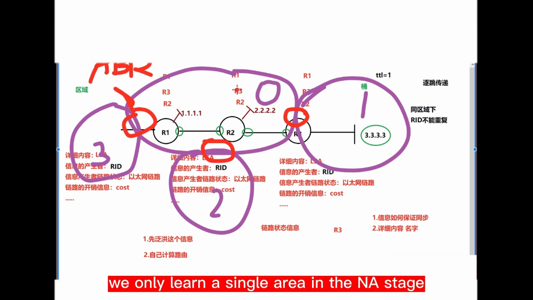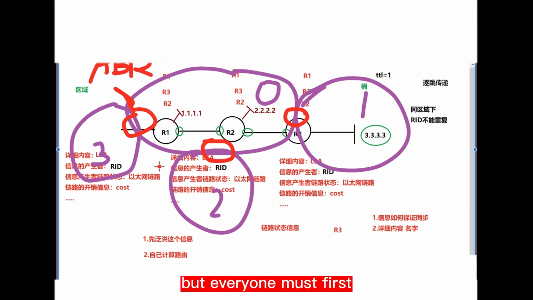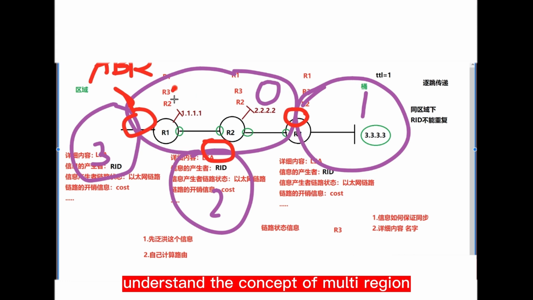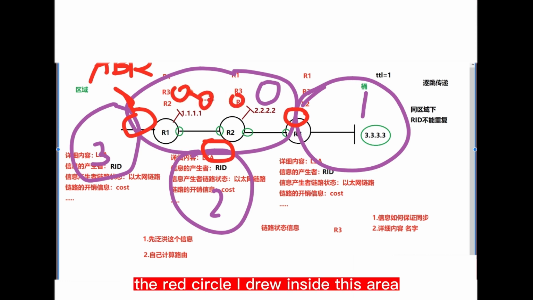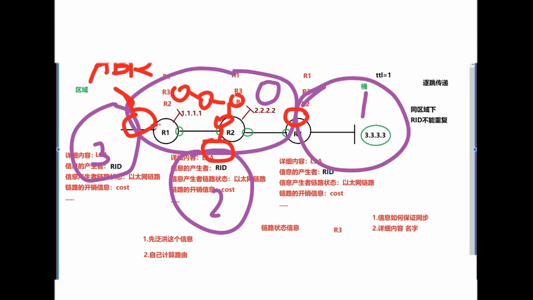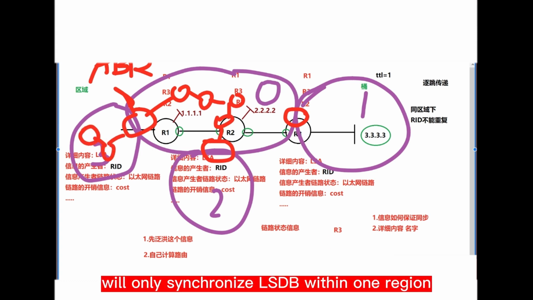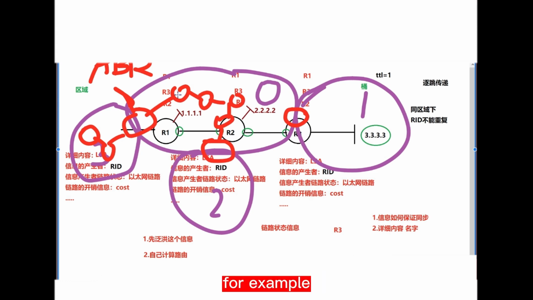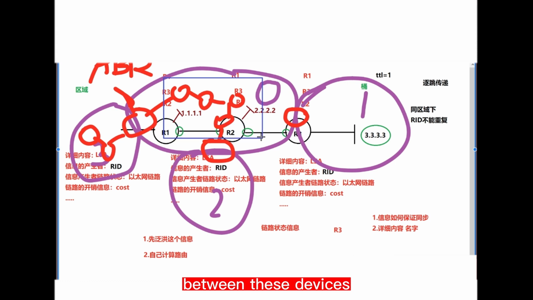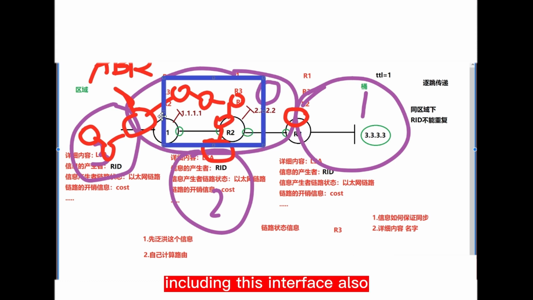We only learn a single area in the NA stage. But everyone must first understand the concept of multi-area. The red circle I drew inside this area are some internal devices. Devices inside the area will only synchronize LSDB within one area. For example, between these devices, including this interface also, they synchronize an LSDB.